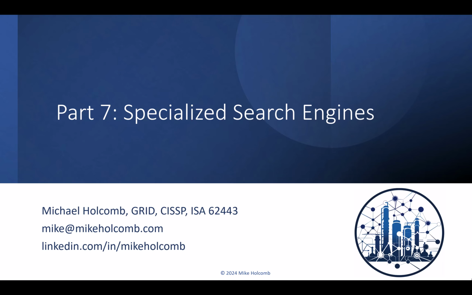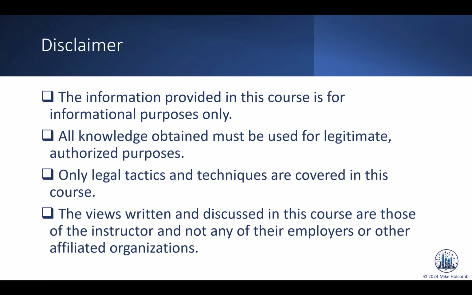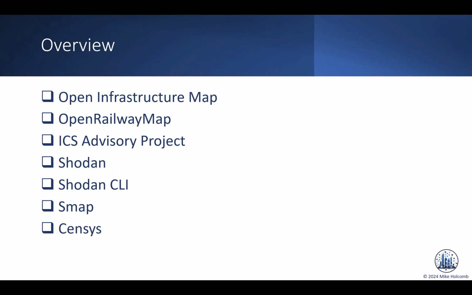So in this part, we're going to talk about these different types of specialized search engines, right? Moving beyond the world of Google and of course Bing and DuckDuckGo in the last section that we saw really didn't offer very much. So you can see a couple. We're going to talk about Open Infrastructure Map, Open Railway Map, and the ICS Advisory Project and how these play into control system environments. And then we'll get to Shodan, which can still always be really fun and exciting to check out.